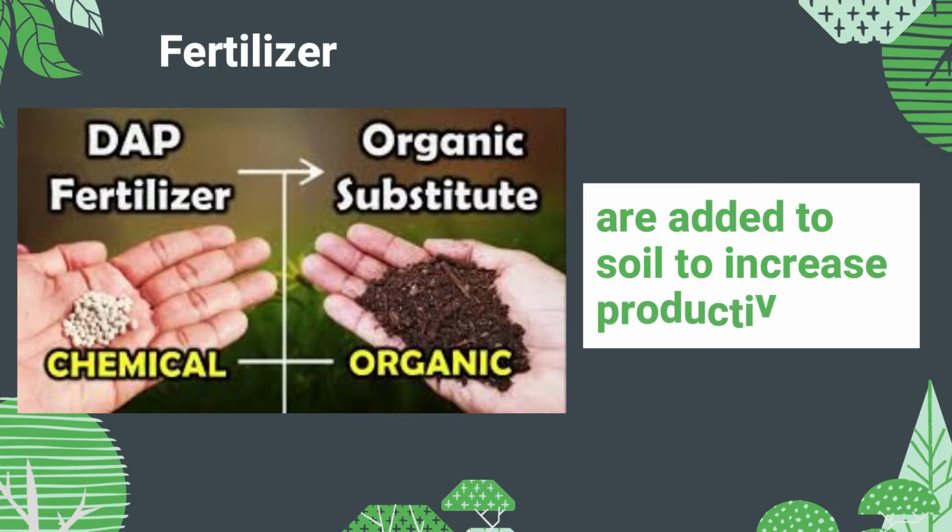The fertilizers are the substances that are added to soil to increase productivity. The best type of soil, this is a trivia, additional information, for trees and fruit trees is dry, warm, porous, and loamy.